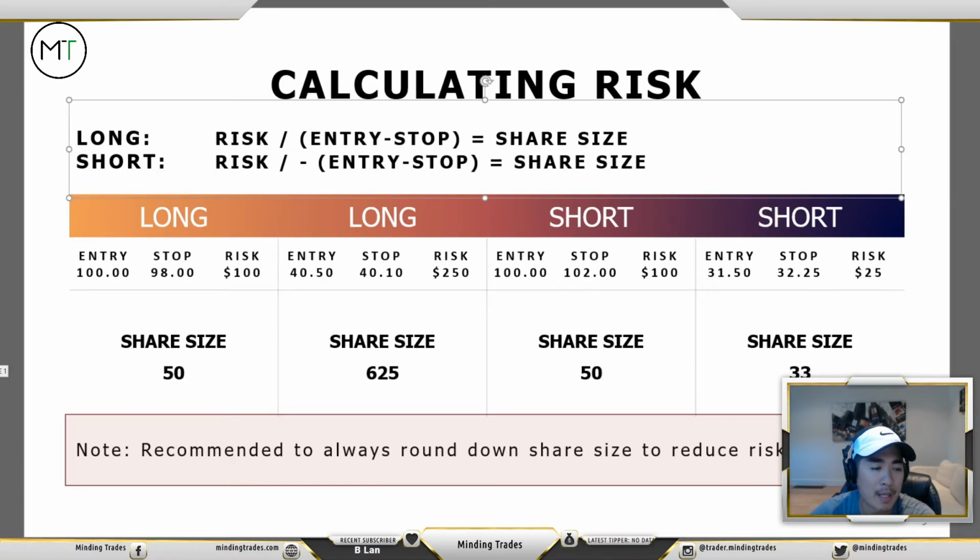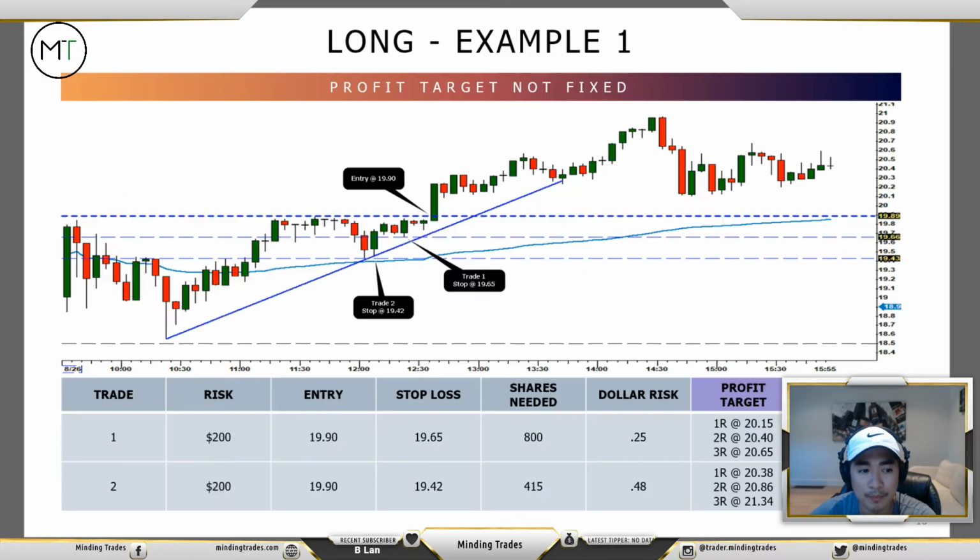Okay, so now we're going to move on to the examples. Right here is a long example where we talk about the profit target not being fixed, right? So in most cases, when you trade, you want to know your profit targets. You want to know what your reward to risk is, right? We want to look for that 2R minimum.